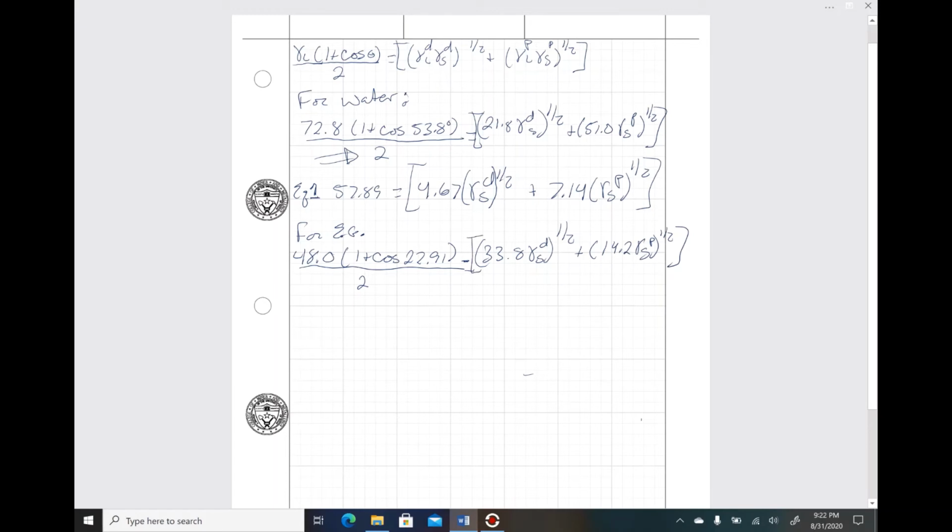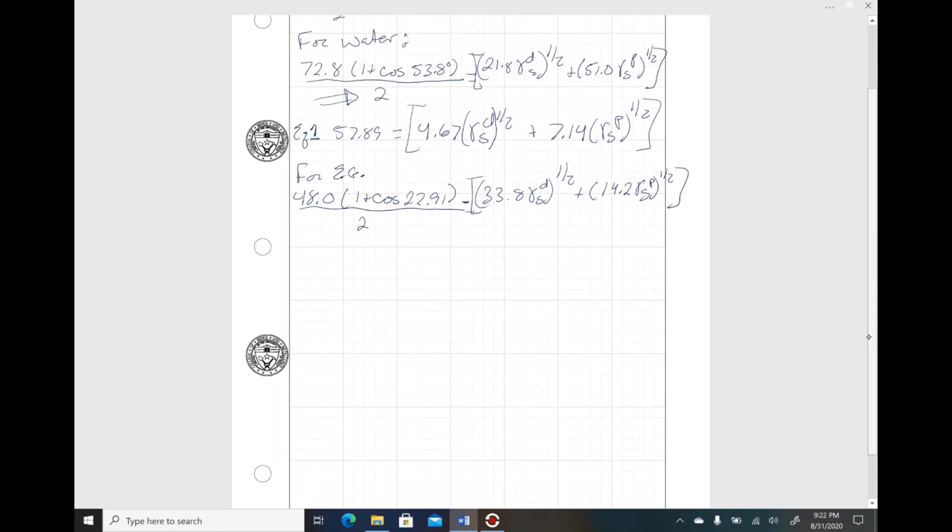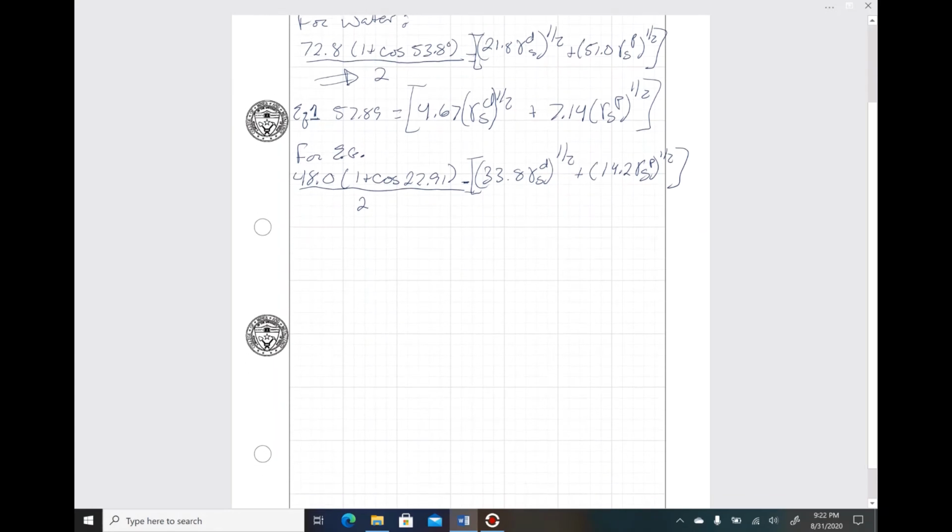I'm not very happy with the way my handwriting looks. It actually looks worse than normal. But hopefully we'll be able to get some good out of this. So I simplified this. I got 46.1 is equal to 5.81 gamma SD to the 1/2 plus 3.76 gamma SP to the 1/2.